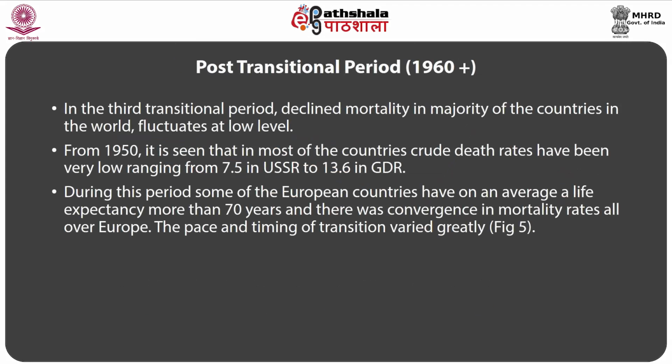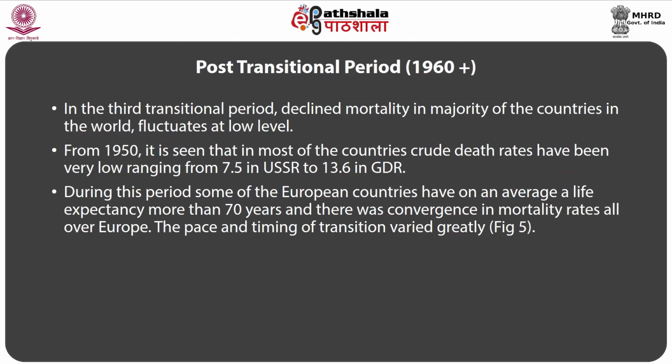Post-transition period, 1960 and above. In the third transition period, mortality in the majority of the countries in the world fluctuates at a low level. From 1950, it is seen that in most of the countries, crude death rates have been very low, ranging from 7.5 in USSR to 13.6 in GDR. During this period, some of the European countries have on average a life expectancy of more than 70 years, and there was convergence in mortality rate all over Europe.